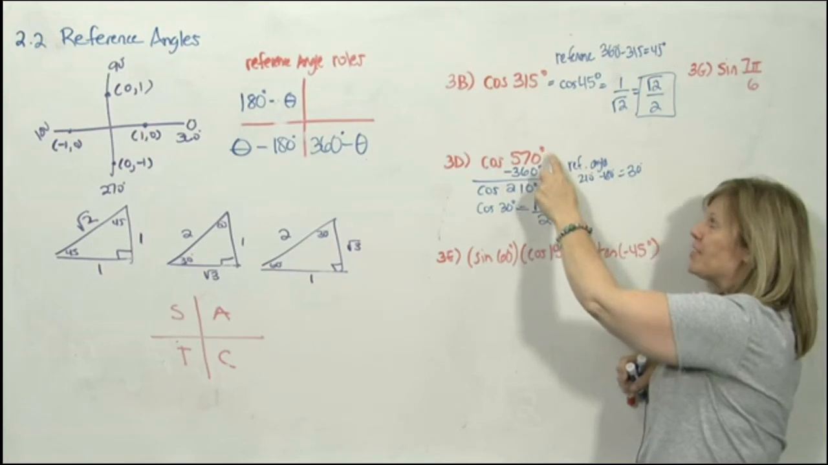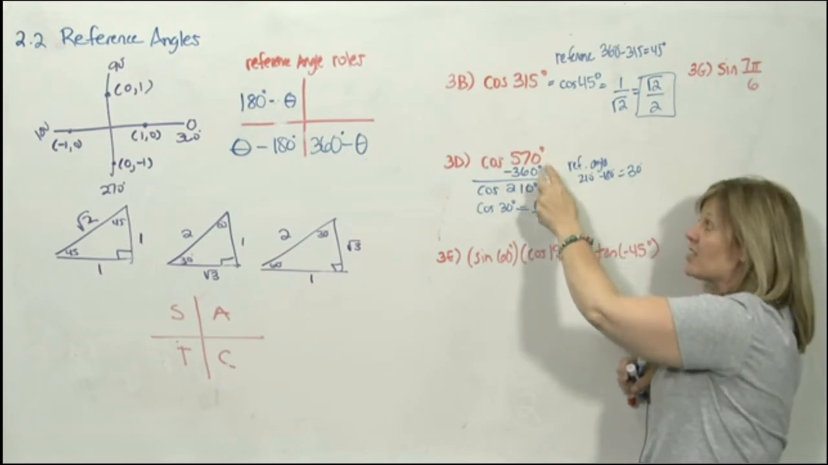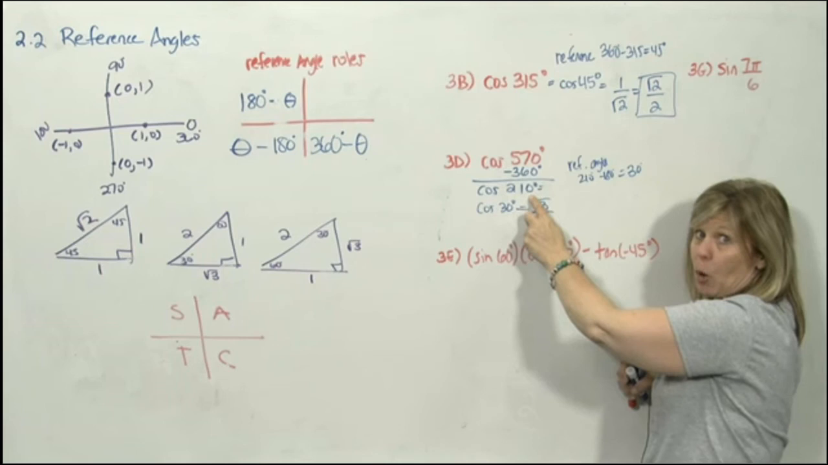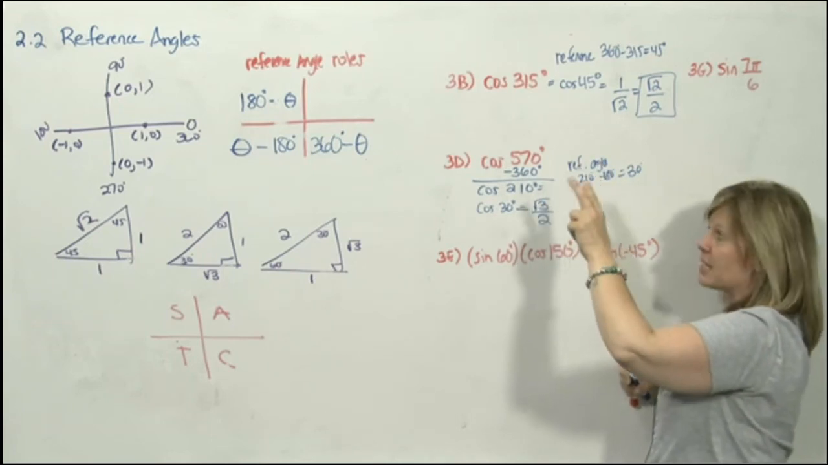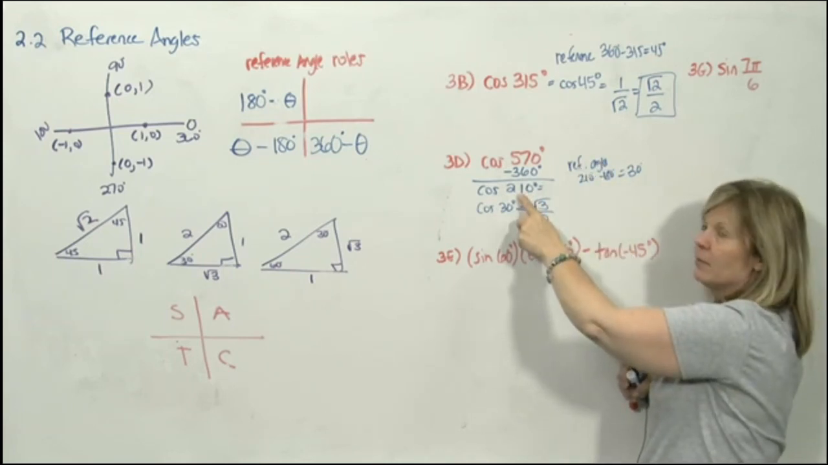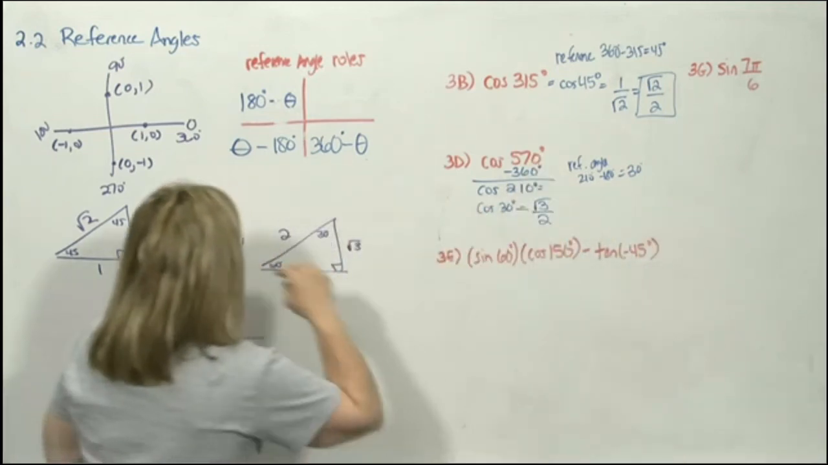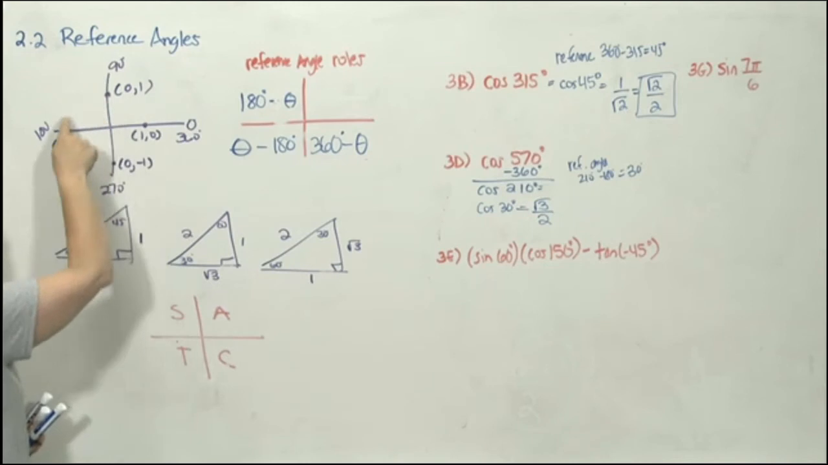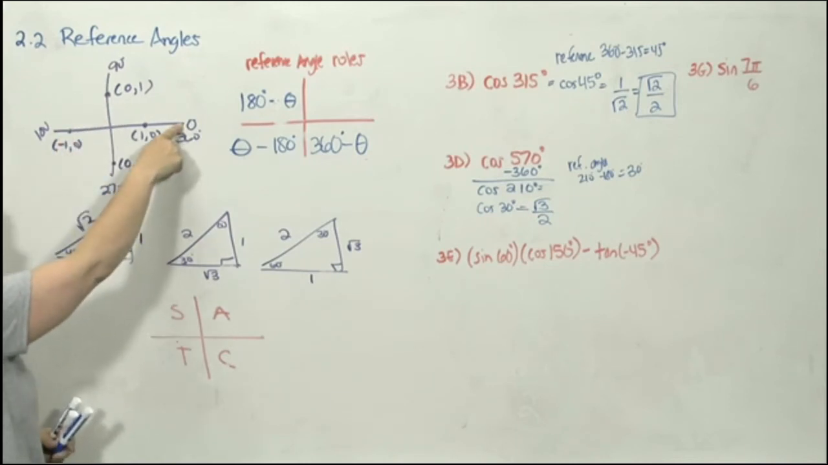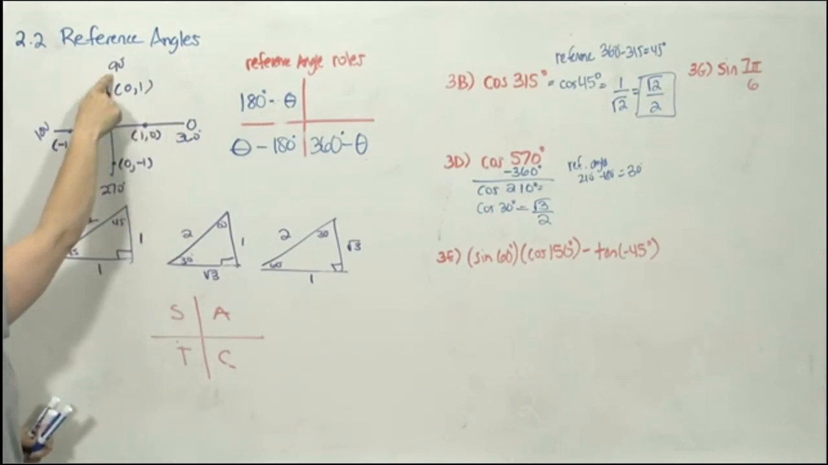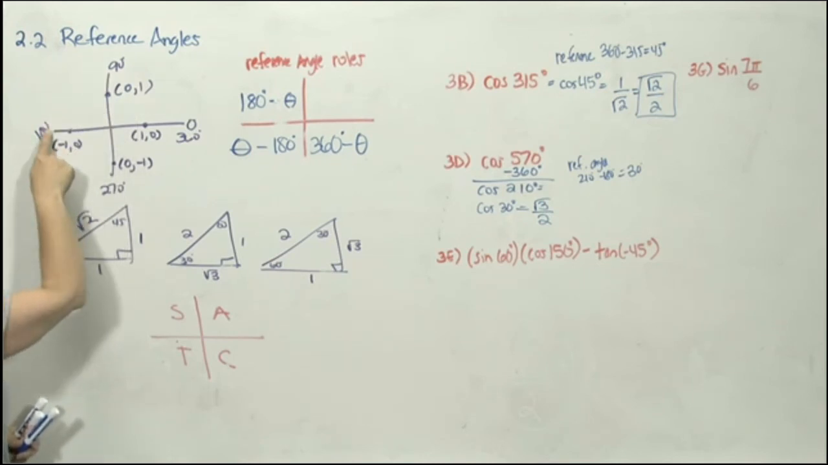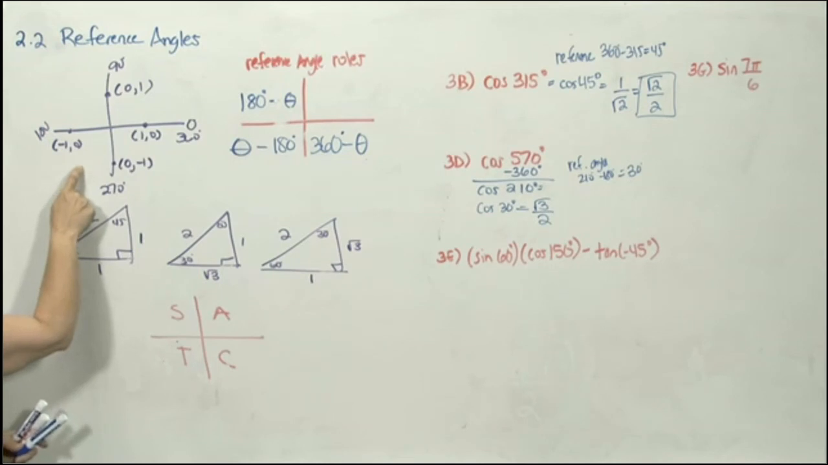But we know 570's terminal ray is going to land in the same spot as 210's terminal ray, because that's what coterminal means. They land in the same spot. What quadrant is that in? 3. So think about it. If you went 570 degrees, you would go all the way around. That'd be 360. Here would be 450. This would be 540. So 570 would be here in quadrant 3.